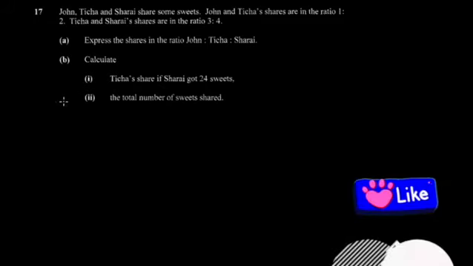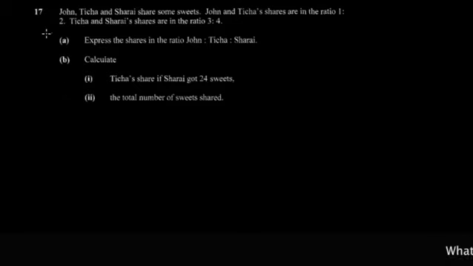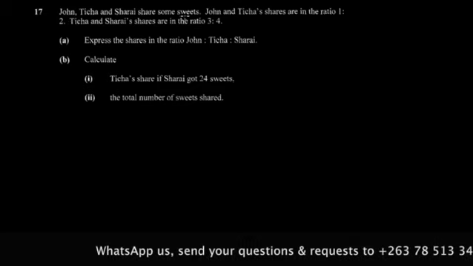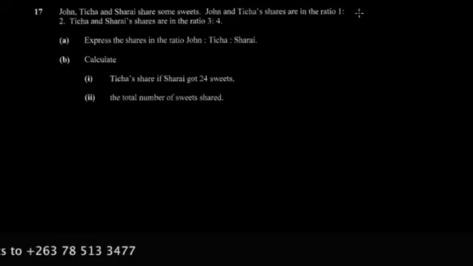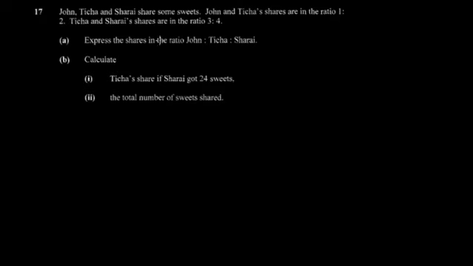So we continue with our paper November 2014. Okay, so now we're on question 17. It says John, teacher, and Sharai share some sweets. John and teacher's share are in the ratio 1:2. Teacher and Sharai's shares are in the ratio 3:4. Okay, so this one it's a bit confusing, but then let's see what they're asking. Express the shares in the ratio John, teacher, and Sharai.